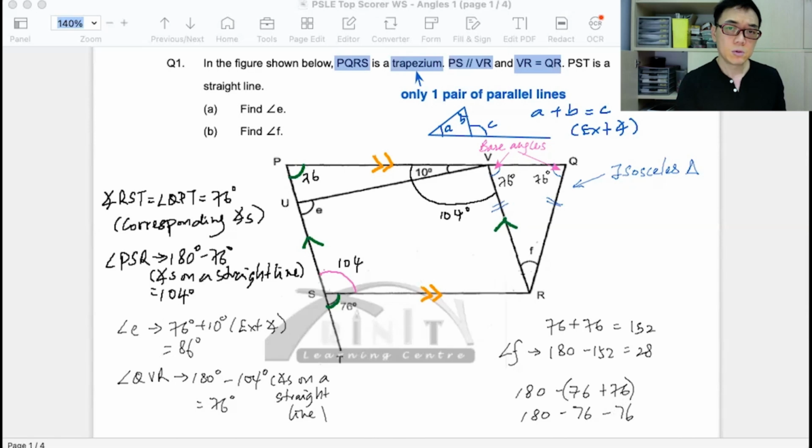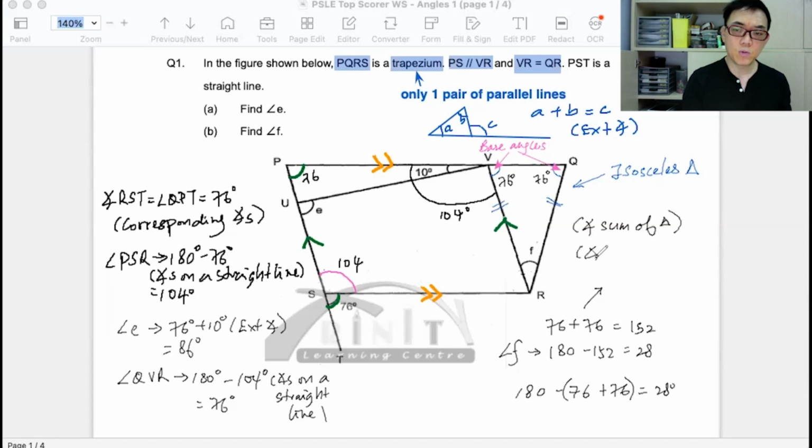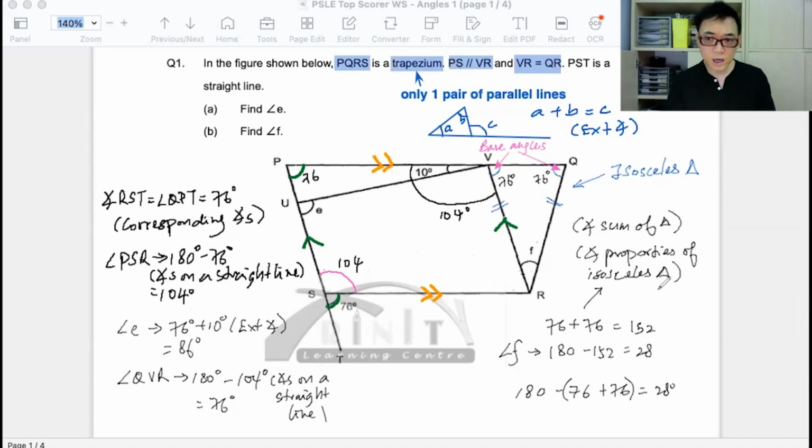Now you take this answer and you get 28 degrees. What is the name of this rule? There is a name to this rule. You can say angle sum of triangle, or you can say angle properties of isosceles triangle. In short, it will be prop, isosceles triangle. Isosceles short form is just isos, and this is simply the symbol for triangle, literally a triangle. Anyway, we're done. This is the answer for part B.